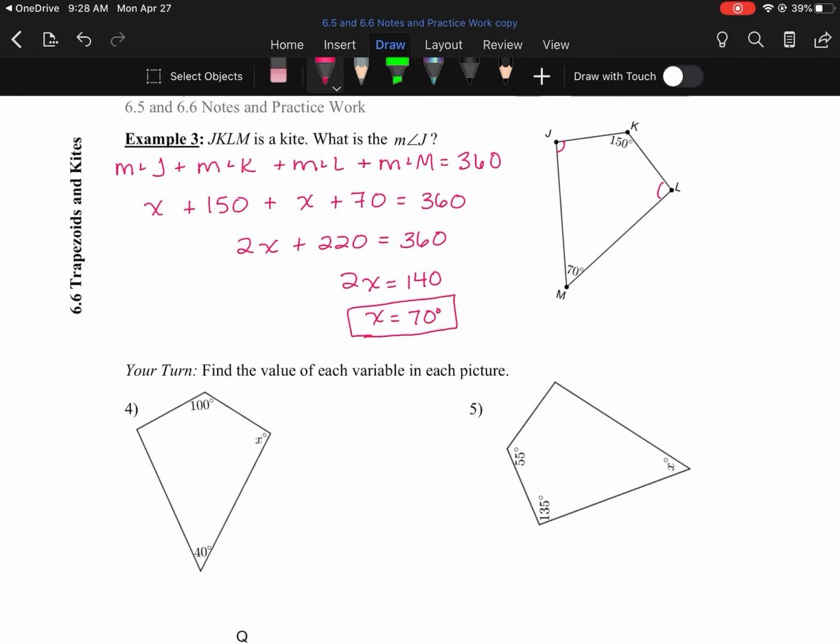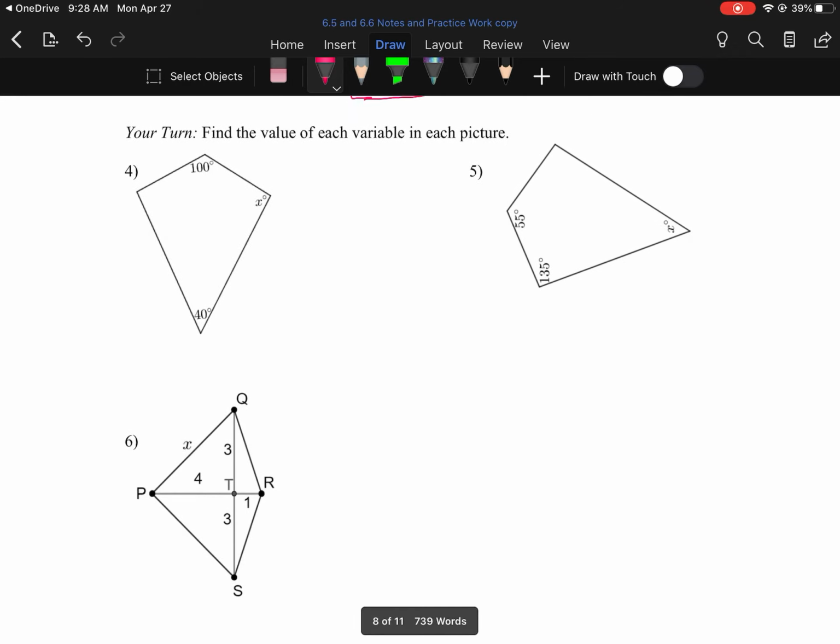All right, so take a moment, try the your turns. Don't forget for that last your turn, number 6, to look at that very last theorem we talked about.